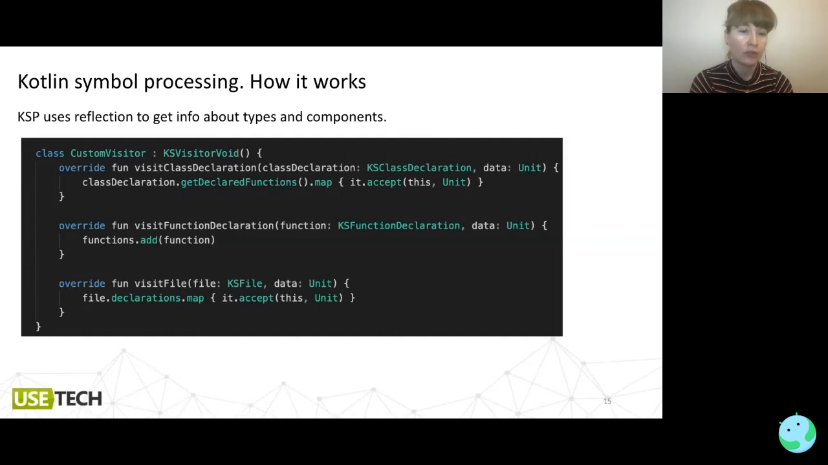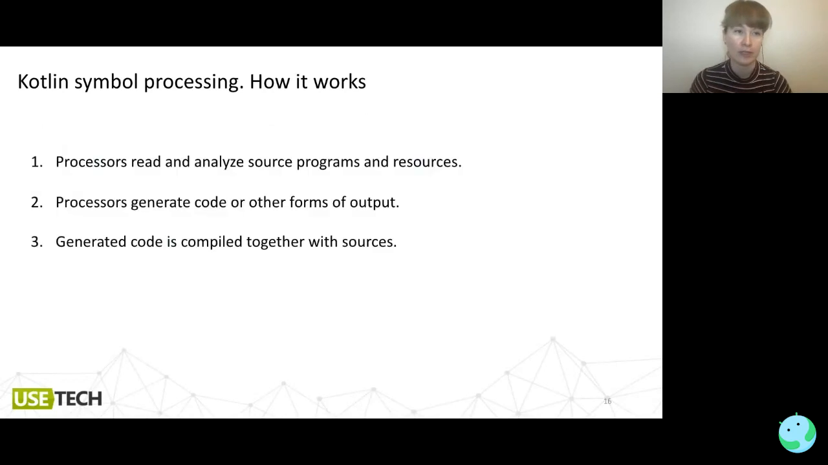And also when you implement your own generator, you need to implement functions that will get class declarations or function declarations and analyze them. So you can see that Kotlin Symbol Processing uses reflection to get information about types and their components.